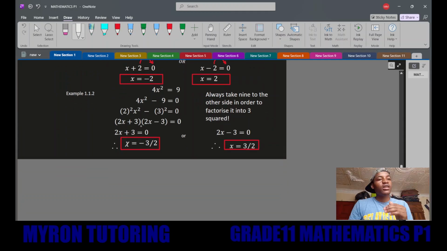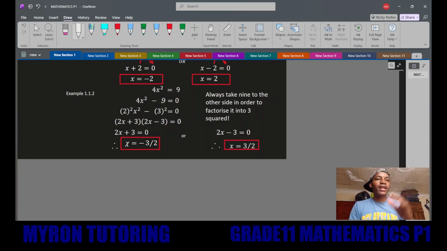Here's a second example that I've created for you. In this one, you need to be attentive and concentrate on what you're doing, because you're given 4x squared equals 9. You might go straight ahead and say, I want to use square root. But like I said, when you use square root, you might forget the plus or minus sign outside the square root. So you rather take 9 to the other side.